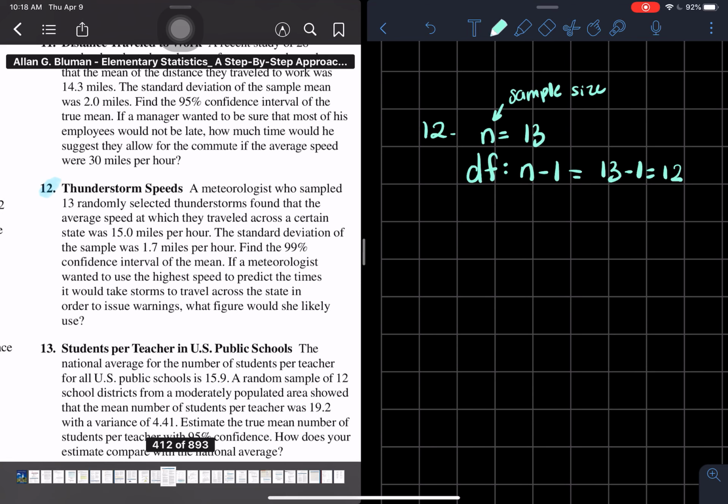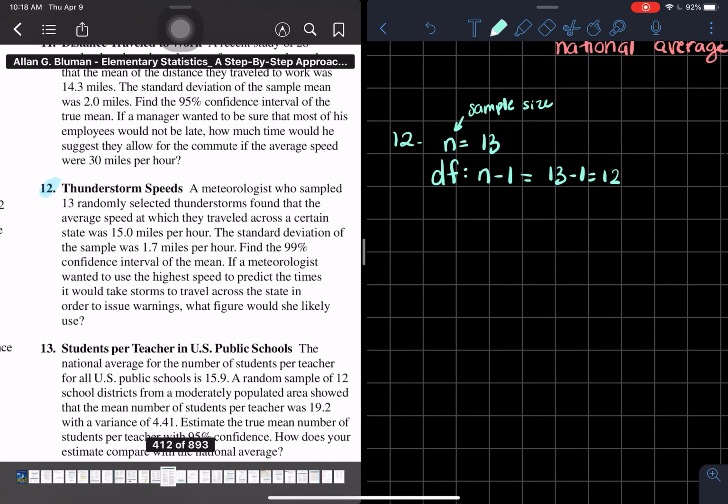Because you can freely choose, like, let's say I have here 13, I can freely choose any 12 numbers I want, but the last number I have to calculate so that when I add all the numbers up and divide them by 12, I end up with the same mean. Okay, so this is good.